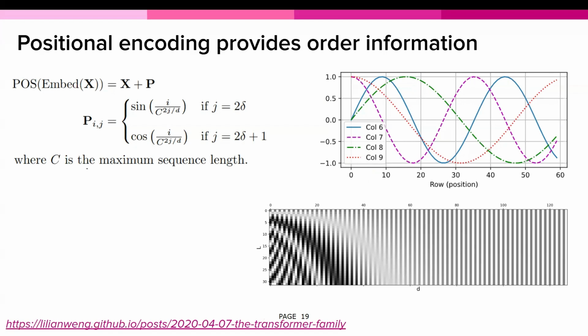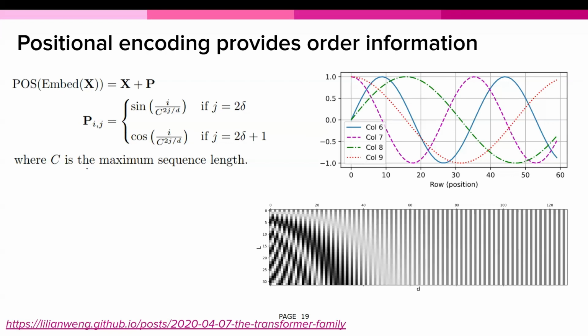To tackle this, researchers proposed a clever positional encoding scheme that embeds the order information directly into the input. How this is done is that they have an embedding matrix X, and they add to it a positional encoding matrix P. The ith row of this matrix corresponds to a position i in the input sequence, and the jth column corresponds to the jth embedding dimension.